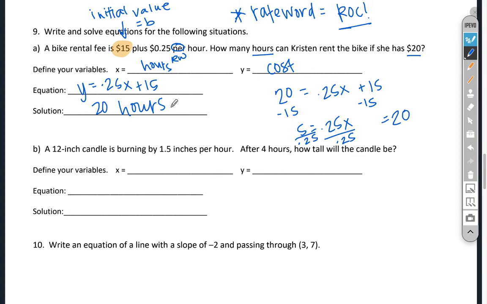20 hours. She can bike for 20 hours if she has $20, and we know that because that is our Y variable, so we just plugged 20 in for our Y in our equation, okay?